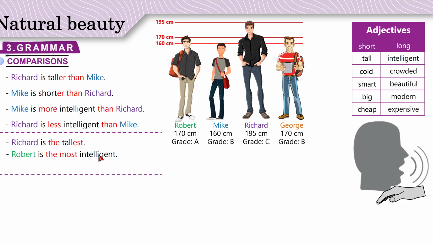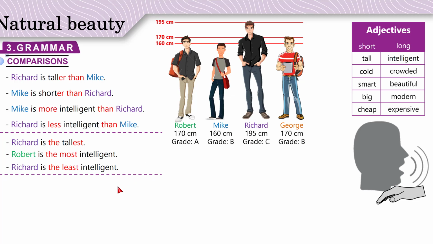If we want to keep talking about intelligence and use Richard, we say Richard is the least intelligent student in the school. The least is the opposite of the most, just like more and less. Here we're talking about comparative form, and here superlative form. Richard is the least intelligent.